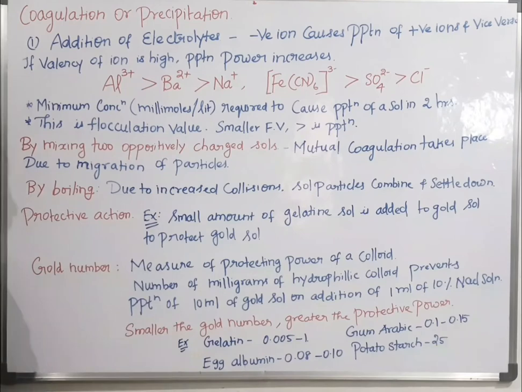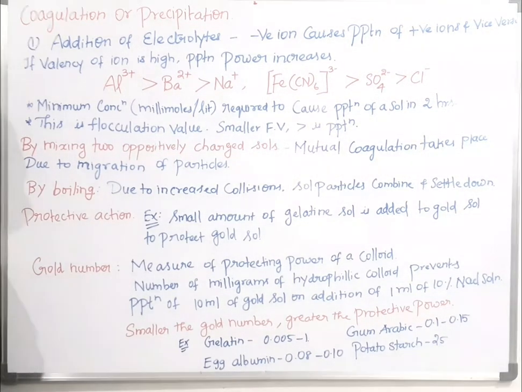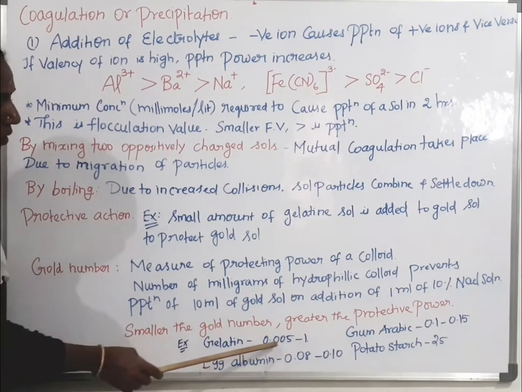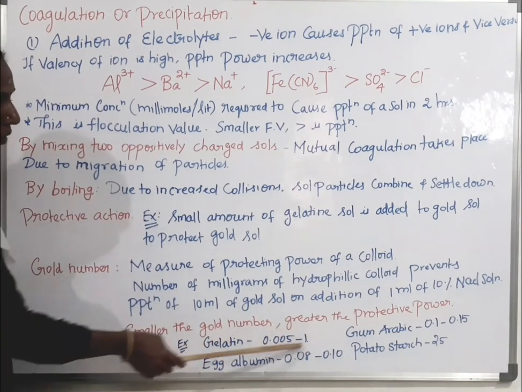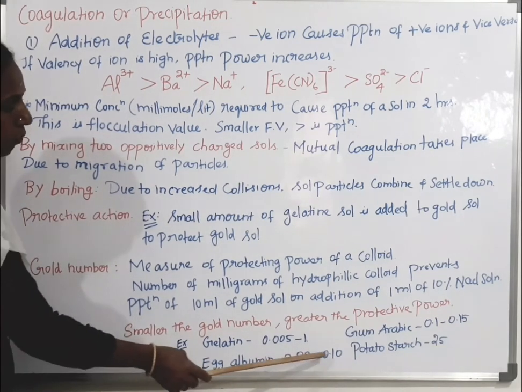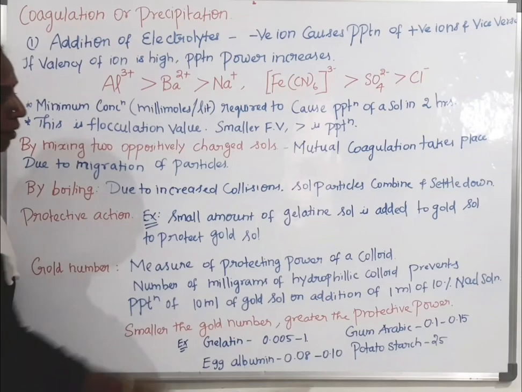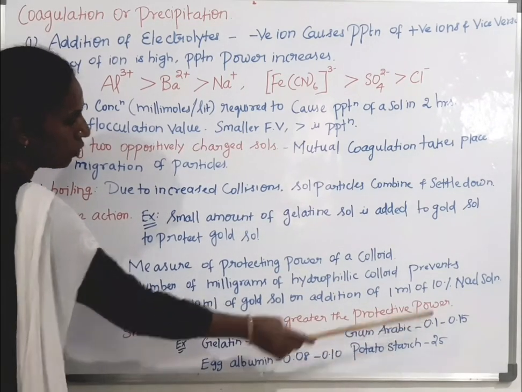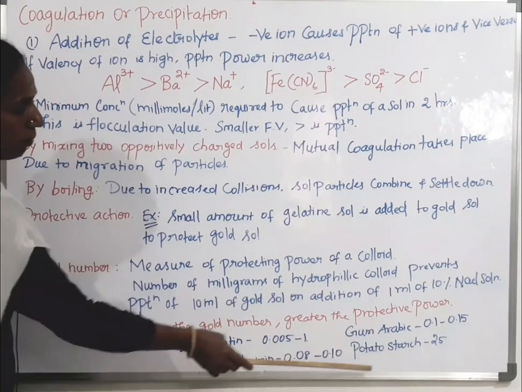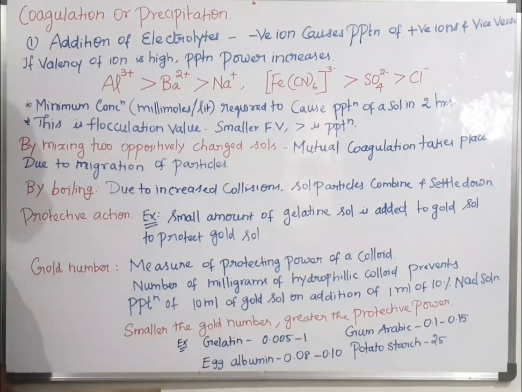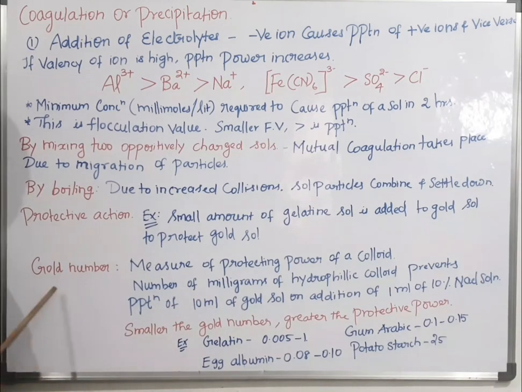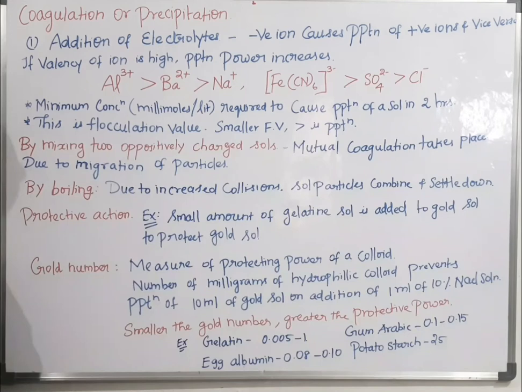Let us see the gold number values of some colloids. For example, gelatin, the gold number value is 0.005 to 0.01, egg albumin 0.08 to 0.1, gum arabic 0.1 to 0.15, and potato starch 25. So if the gold number value is smaller, then the protecting power of the colloid will be greater. That is about the gold number.